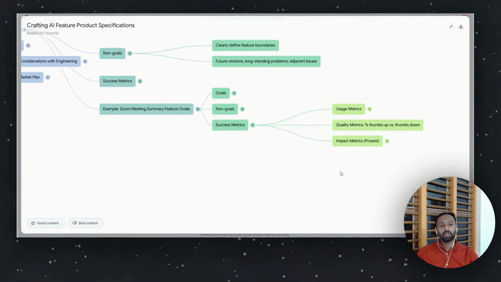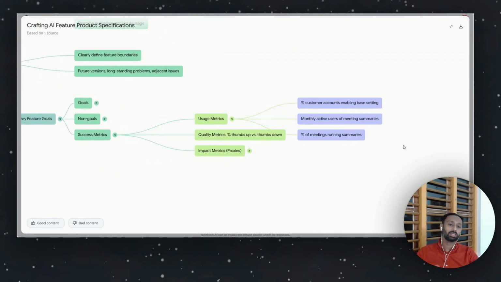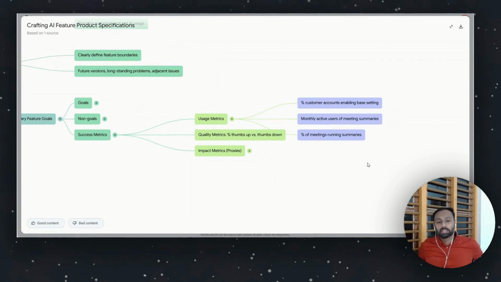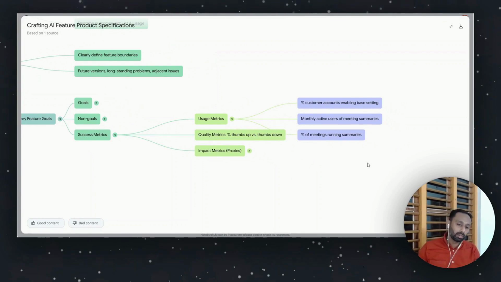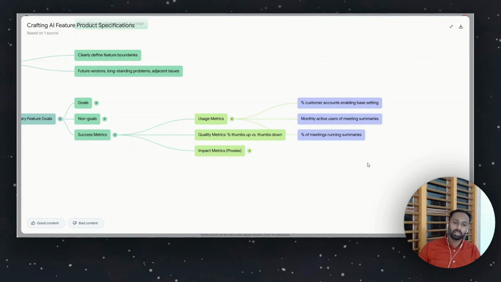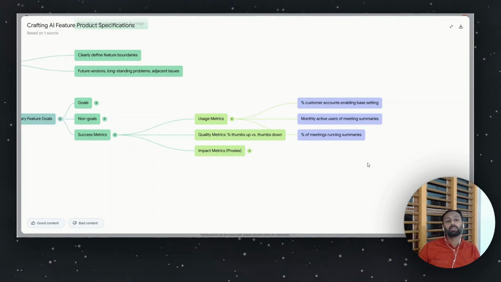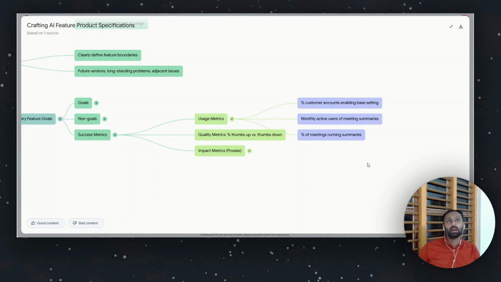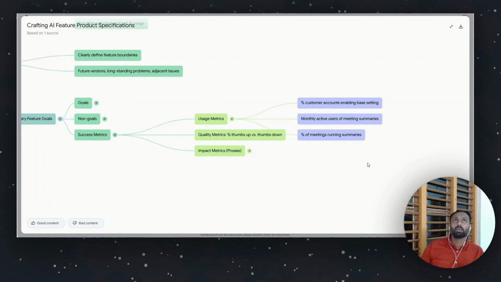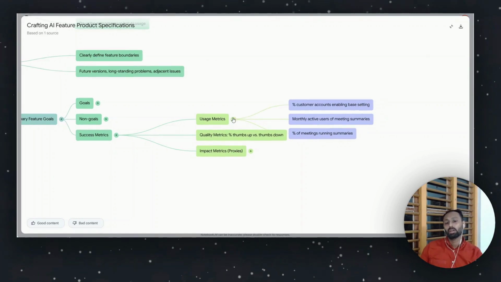In the success metrics, again, you are going to deal with usage metrics: percentage of customer accounts enabling the base setting, monthly active users of meeting summaries versus of meetings running summaries, how many people have actually used the feature, and how many meetings have been using this feature, how many people have enabled this. So enabling, users using it, meetings being used, all these things are very important.